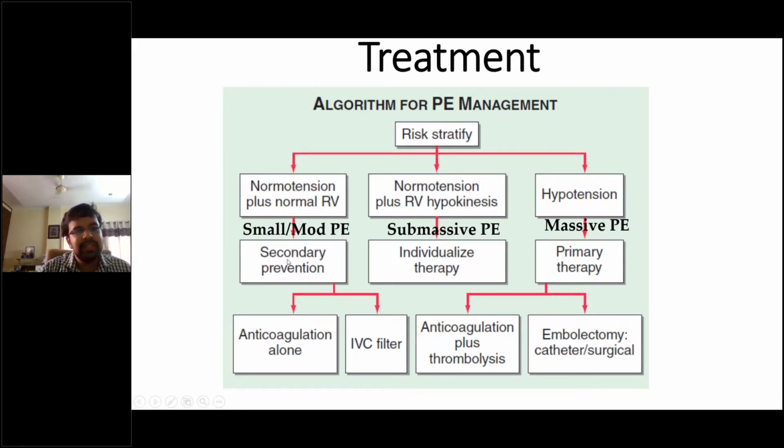So in this we will do simply secondary prevention. Okay, secondary prevention I had also taught you in DVT. So basically secondary prevention includes anticoagulation and IVC filter. Anticoagulation is mostly done by warfarin combined with heparin, right? If the warfarin is contraindicated or warfarin has caused bleeding, we use something called the IVC filter. Okay. So this is secondary prevention, enough for a small or moderate pulmonary embolism.